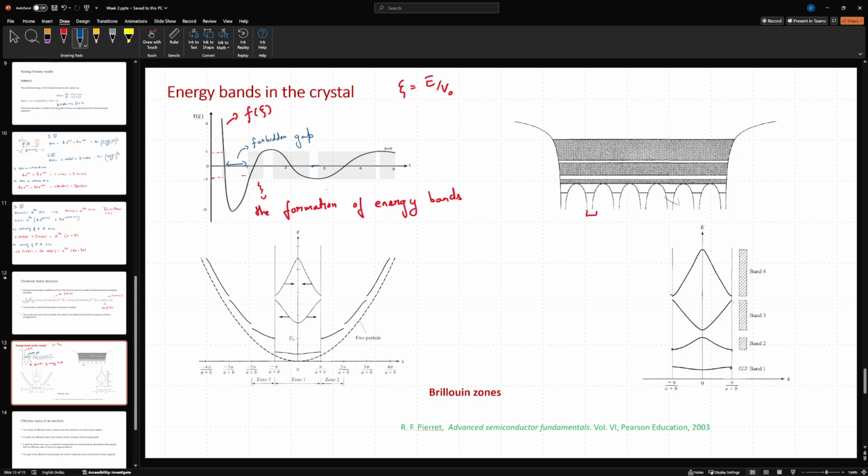Okay, so then I will have another set of allowed energy values and another gap. Then there will be another set of allowed values and then another gap, and so on and so forth. Two things we can notice. First, the number of allowed states increases with each successive band.